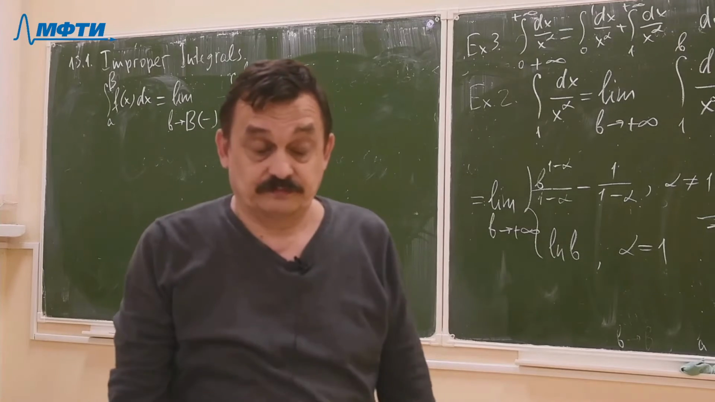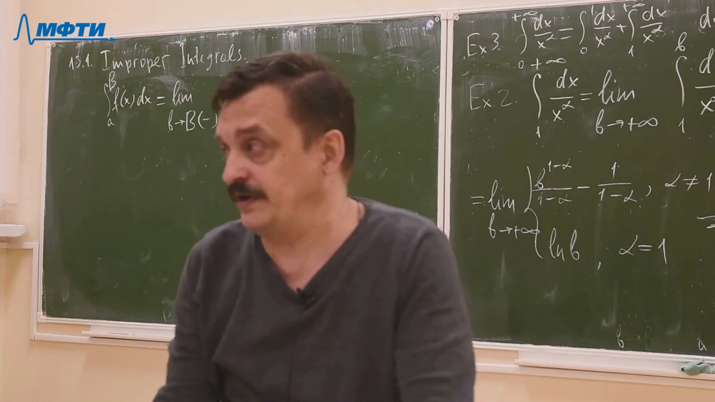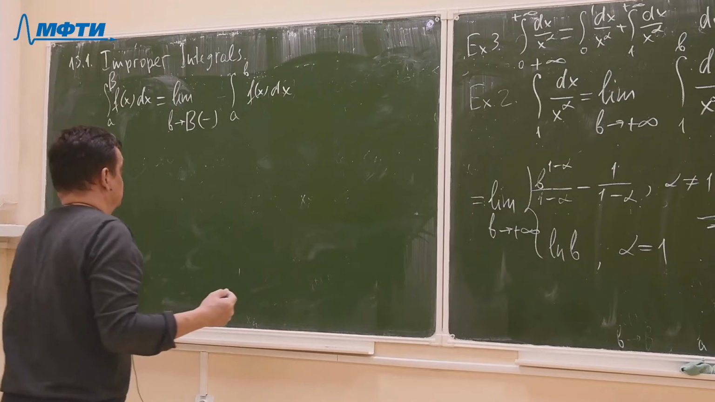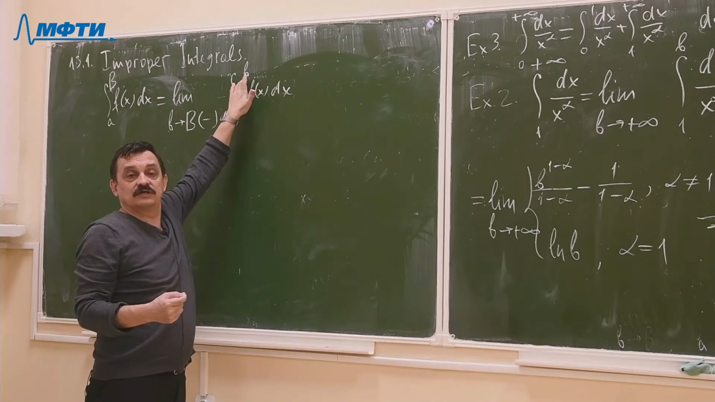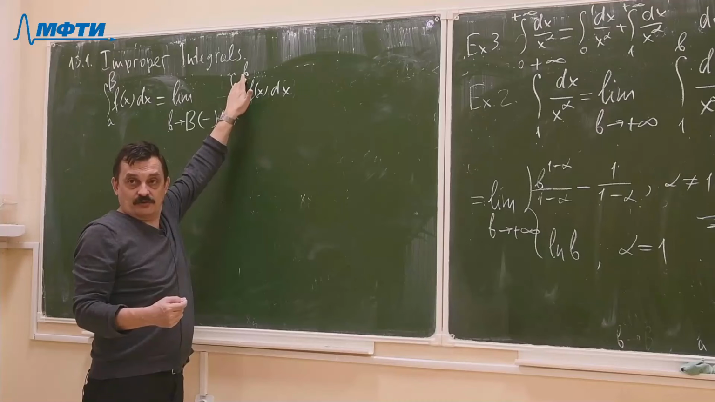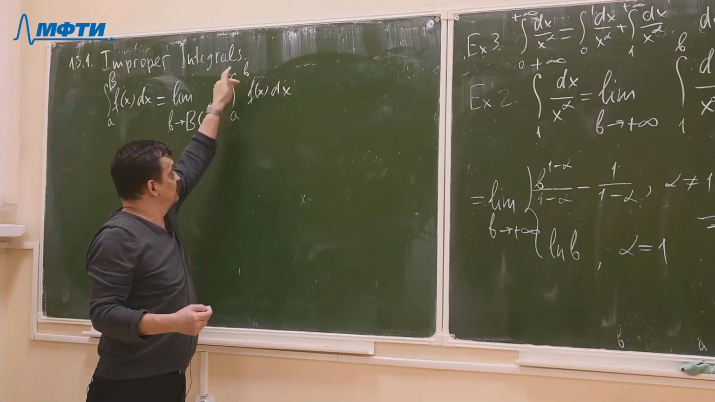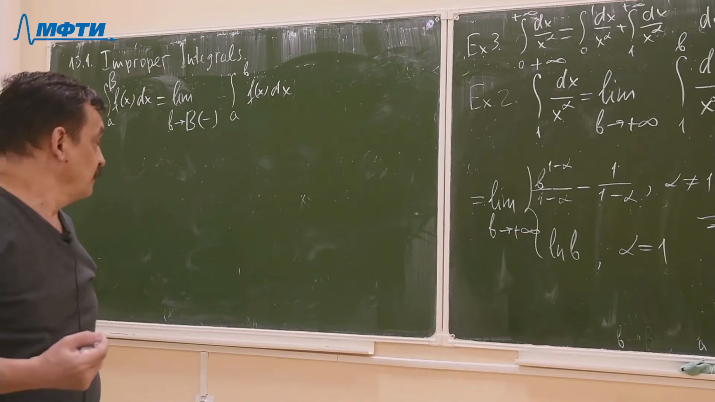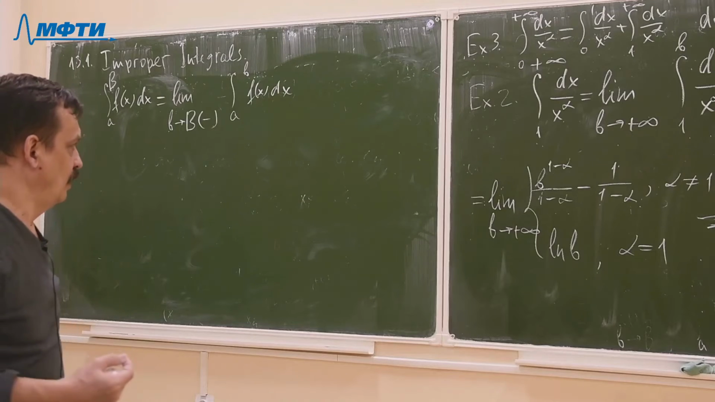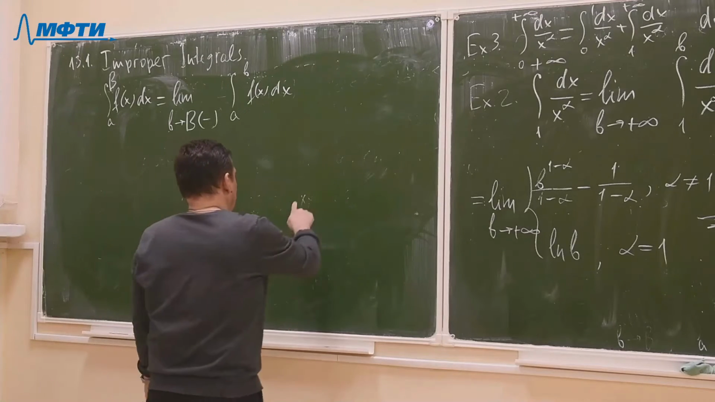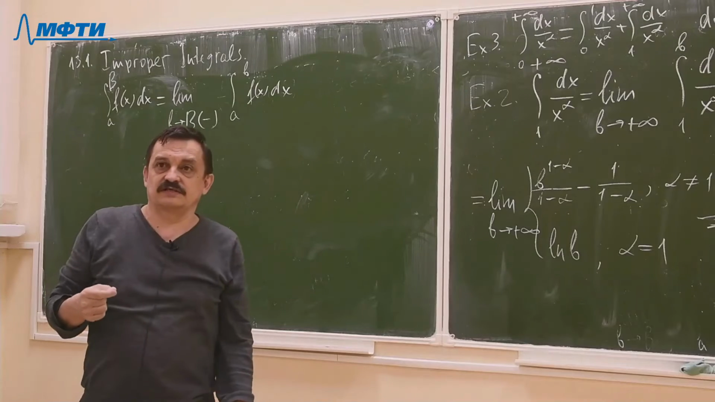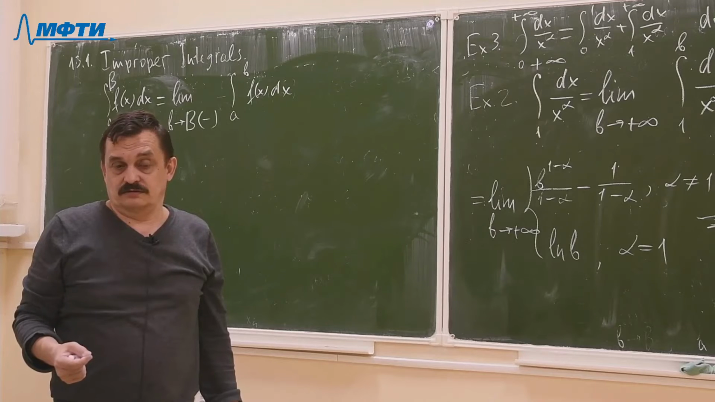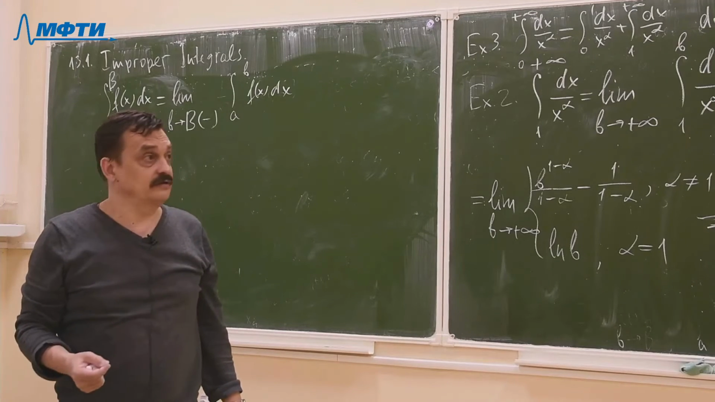So, from that point of view, improper integrals are limits of a function. Which function? Integral with variable upper limit, right? That is an integral with variable upper limit. So we need to consider limits of functions. For limits of functions, we know there is a Cauchy criterion, right?